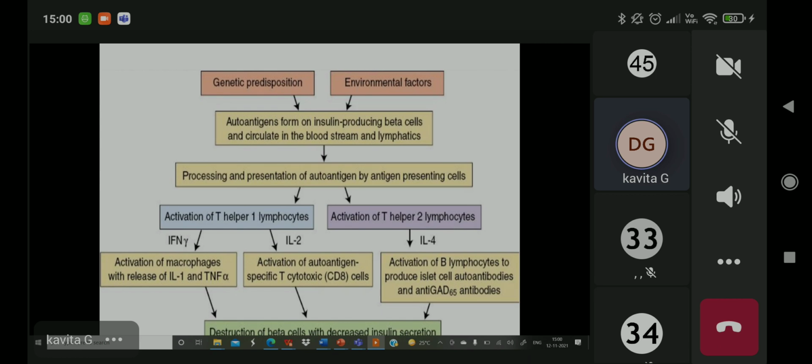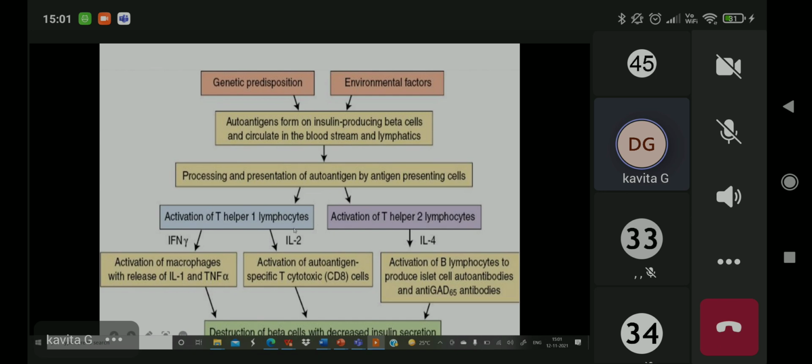Now the T helper lymphocytes go berserk. We have already studied multiple times what happens when T helper cells go berserk. You have interferon gamma production, which results in activation of macrophages and release of our two favorite cytokines, IL-1 and TNF-alpha. What else happens? IL-2 can be produced, which is associated with your CD8 T cells. Then you have activation of T helper.